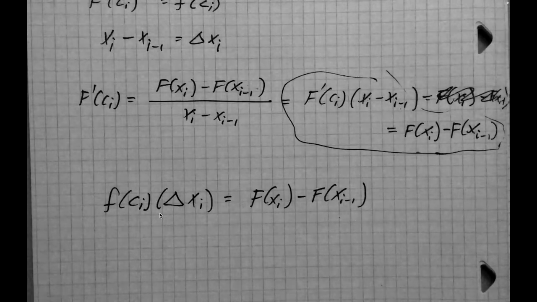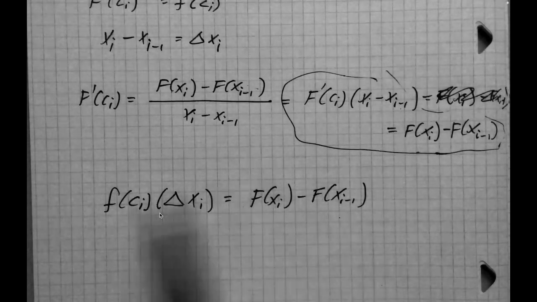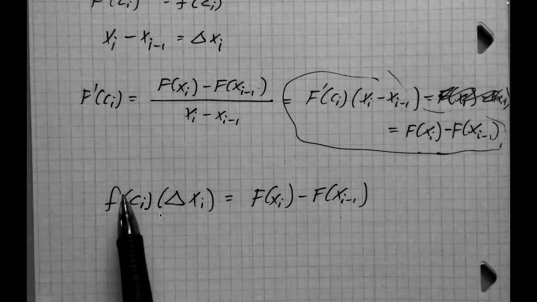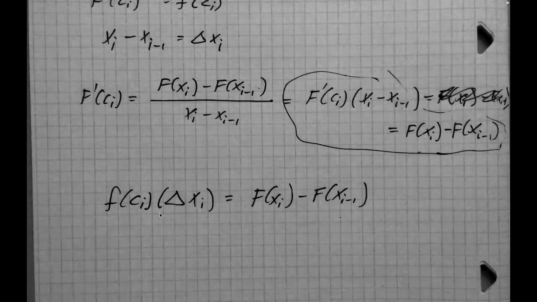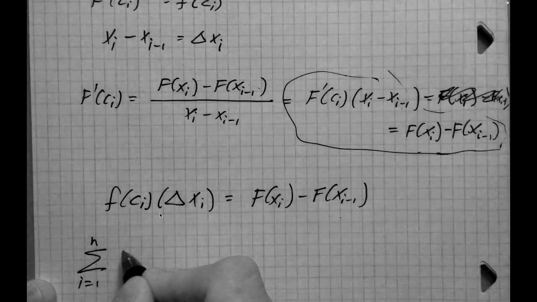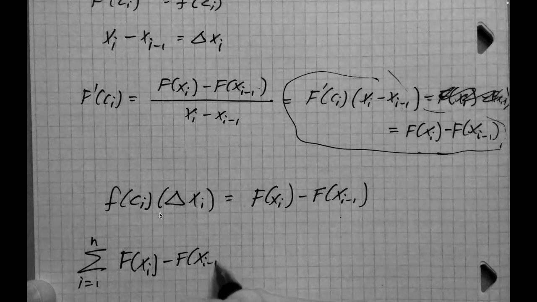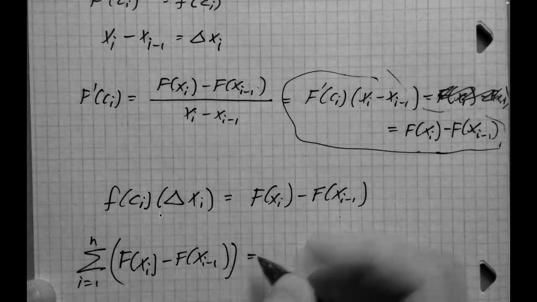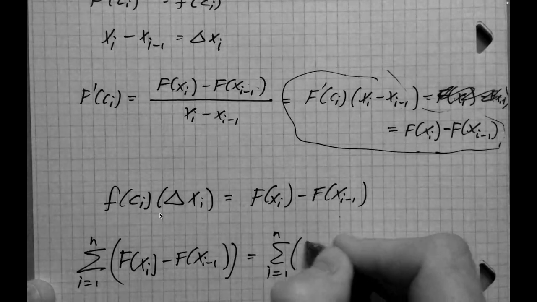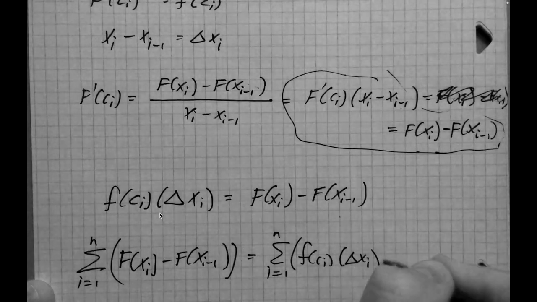Now, what happens if we sum over all of the i's here? All right, so let's just take this, because these indices are all valid from 1 up to n, right? And so let's do that. Sum i equals 1 up to n of, I'm going to switch the order here, like so. And that's going to be equal to the sum from i equals 1 up to n of this one.